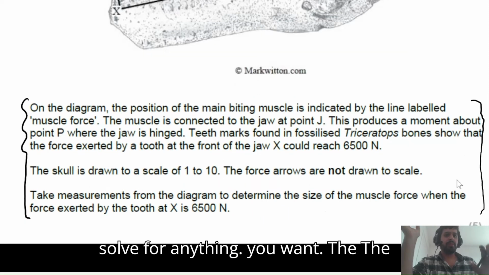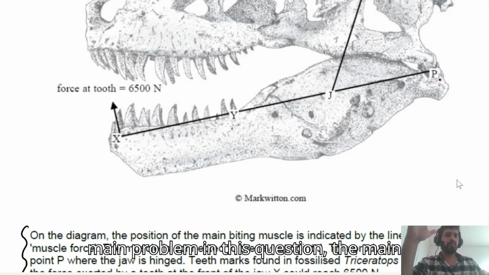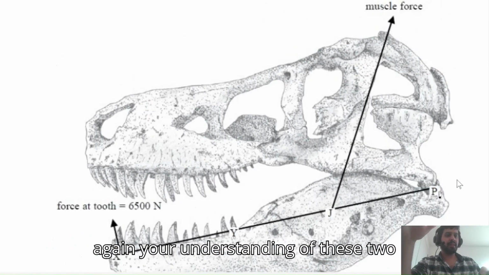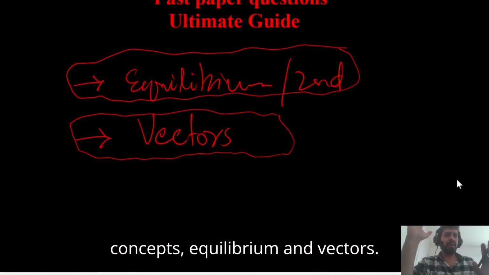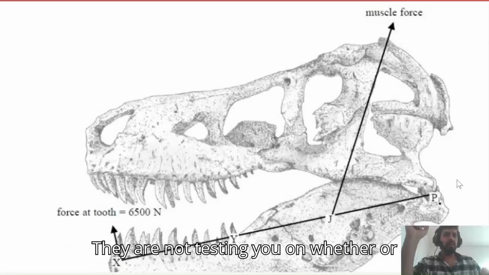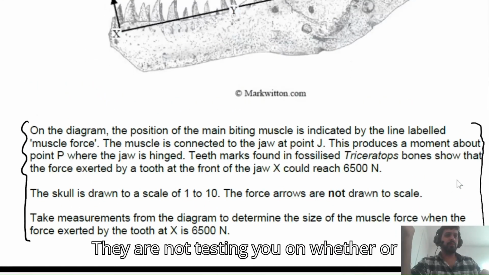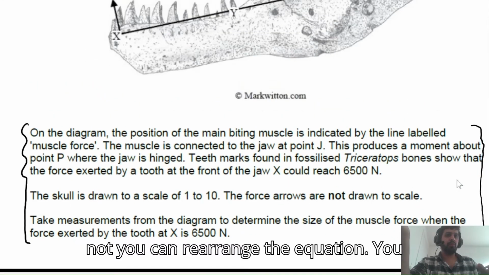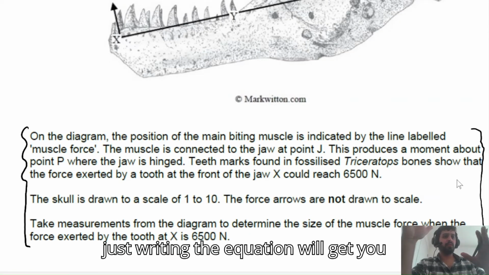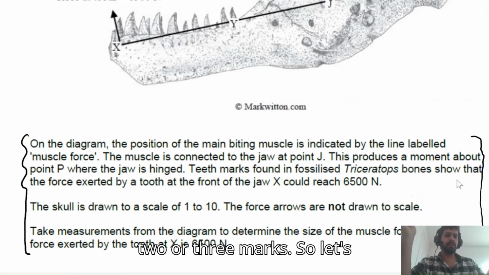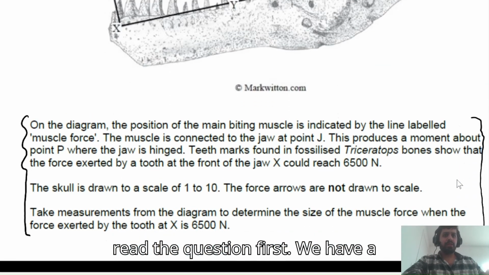Once you have an equation, you can just do algebra, rearrange here and there, and you can solve for anything you want. The main thing that they are testing you on is, again, your understanding of these two concepts, equilibrium and vectors. They are not testing you on whether or not you can rearrange the equation. You have no equation to start with, right? So just writing the equation will get you 2 or 3 marks. So let's read the question first.